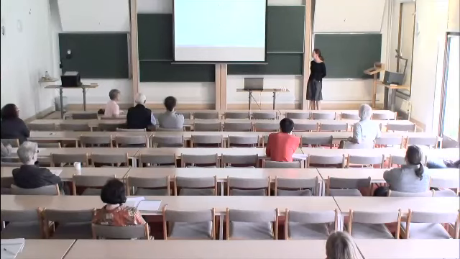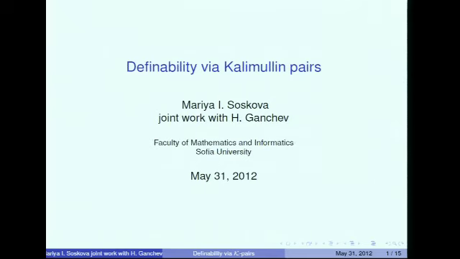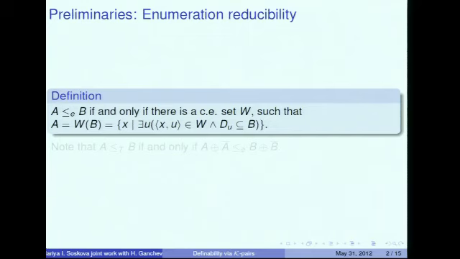Participate in this program and to talk about a joint project that we have with Ohridski about using the notion of Kalimullin pairs to get definability results and the structure of the enumeration degrees. So I'll start by outlining some definitions about enumeration reducibility, just to remind you.